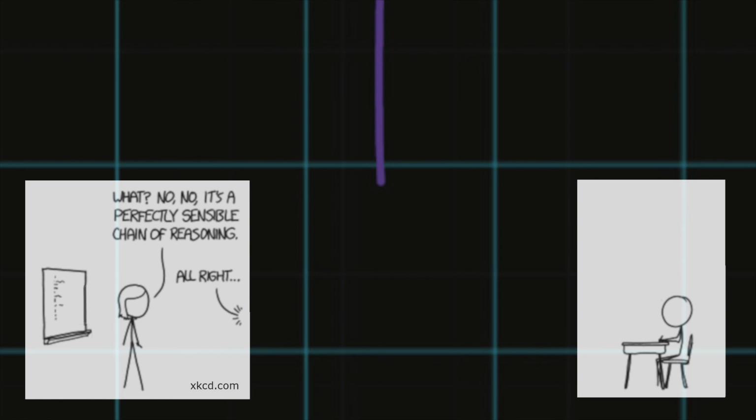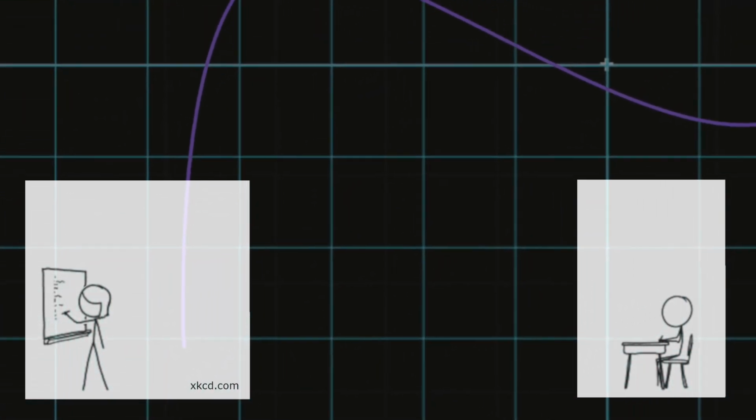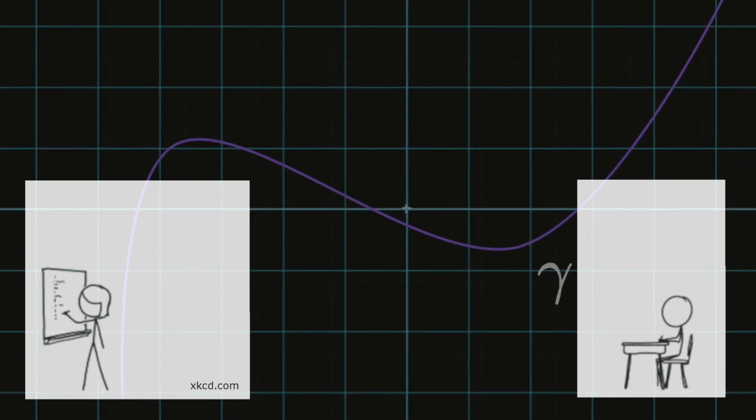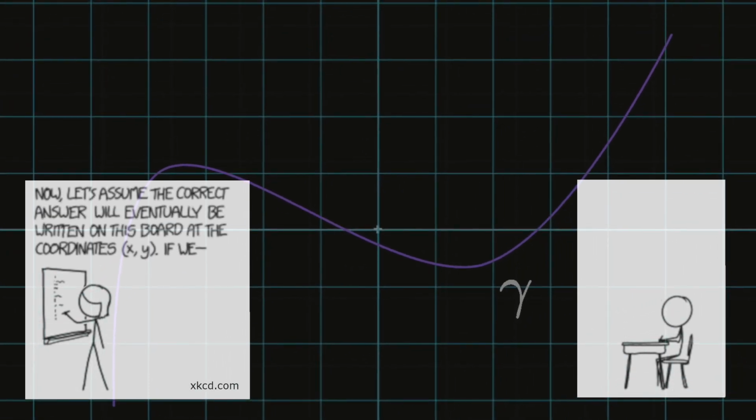We need to make sure that when we're drawing the curve, the amount of time it takes to draw is exactly the same as the length of the line that we drew. That's what it means to parameterize by arc length.